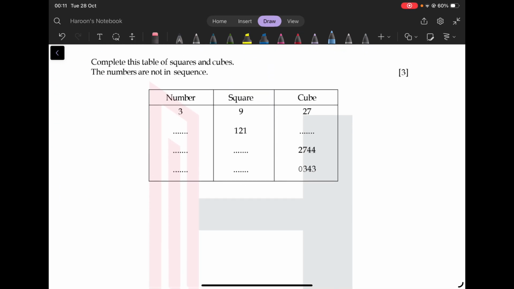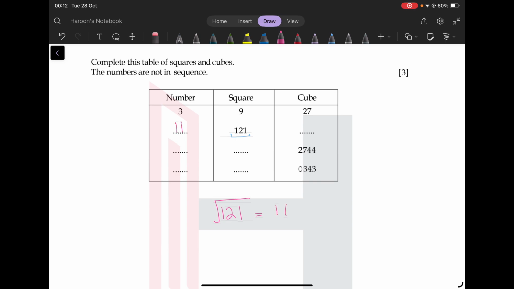Next question. This is the last question of this chapter. So here we have a square. The square number is 121. They are saying just fill this table. So for a square number, if I take its square root, that would give me its regular number. So if I take square root of 121, calculator is allowed for this one, this gives me 11. So I'll write 11 over here.